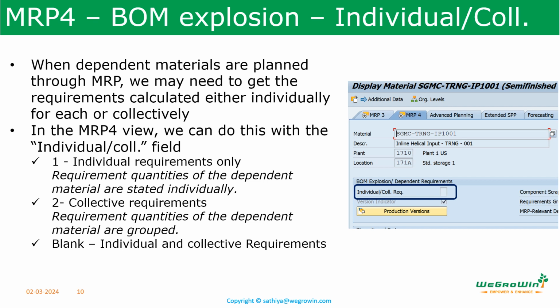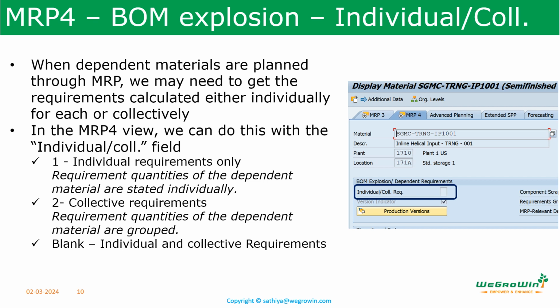So first, let us see the individual and collective requirements. When dependent requirements are planned through MRP, we have to decide whether to get the requirements individually or collectively. For example, special order stocks, special orders, or project orders are dependent requirements. Whether we want to get them individually with respect to each requirement or collectively, that is why this field is used.